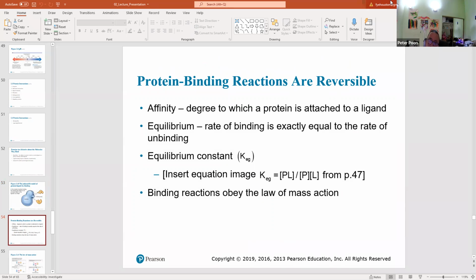So some terms. Affinity is the degree to which a protein is attached to the ligand. You think of this as how much a protein wants to hold on to something.